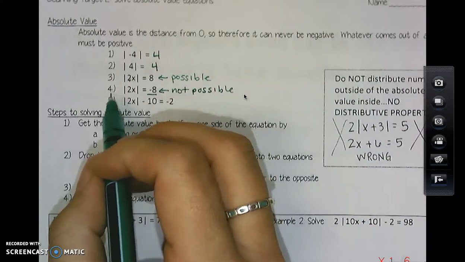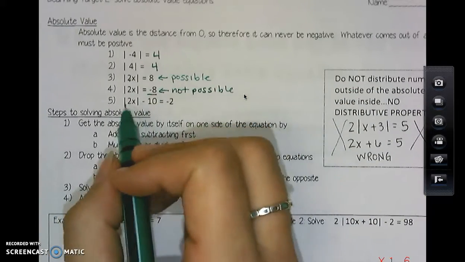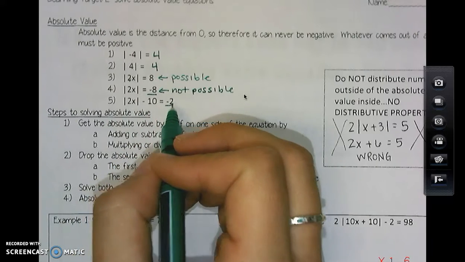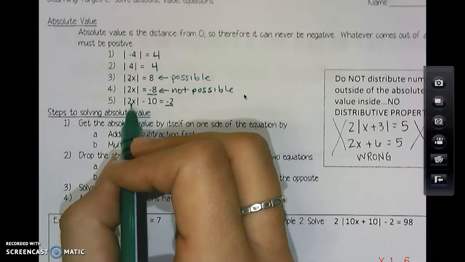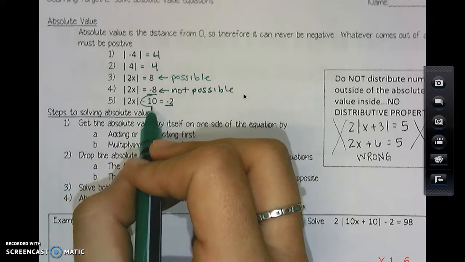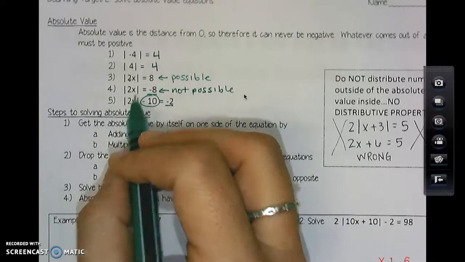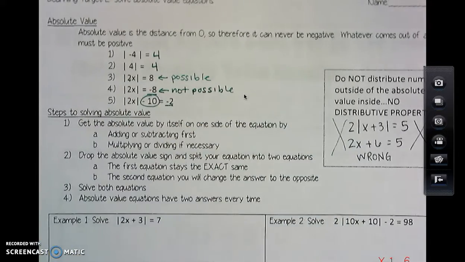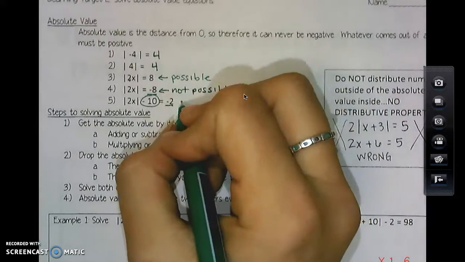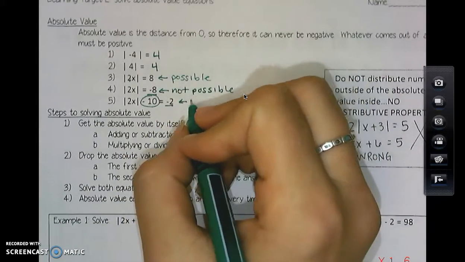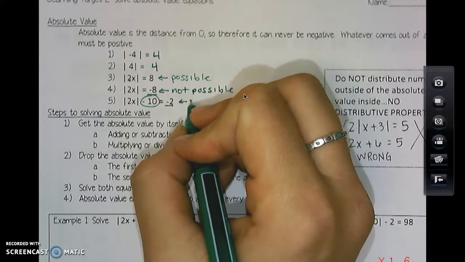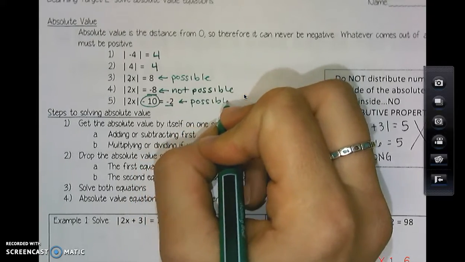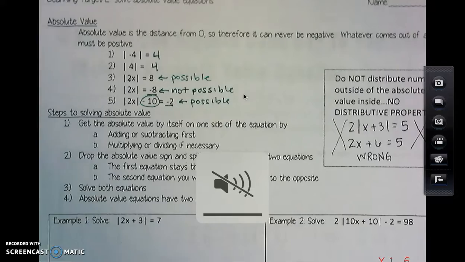Now, there is a difference between 4 and 5. I realize that on 5, it also equals a negative. However, you see that you have absolute value, but you also have a -10 here. So whatever this equals and then -10, that definitely could equal a -2. So again, this is possible. And again, this is what we're looking at doing today.